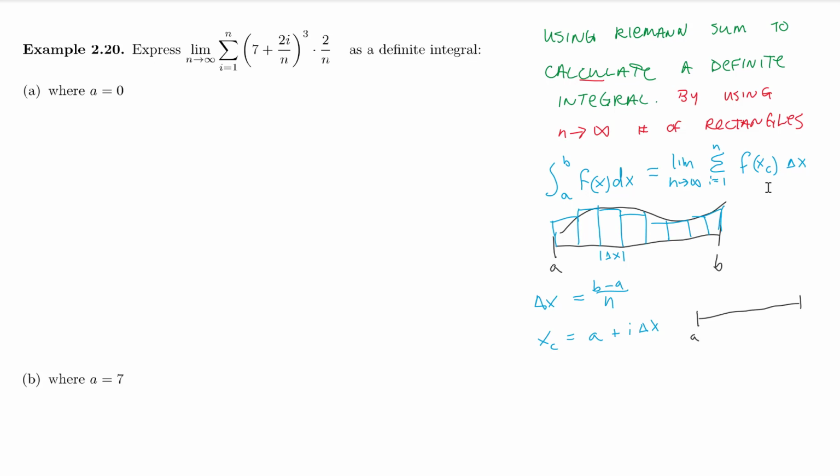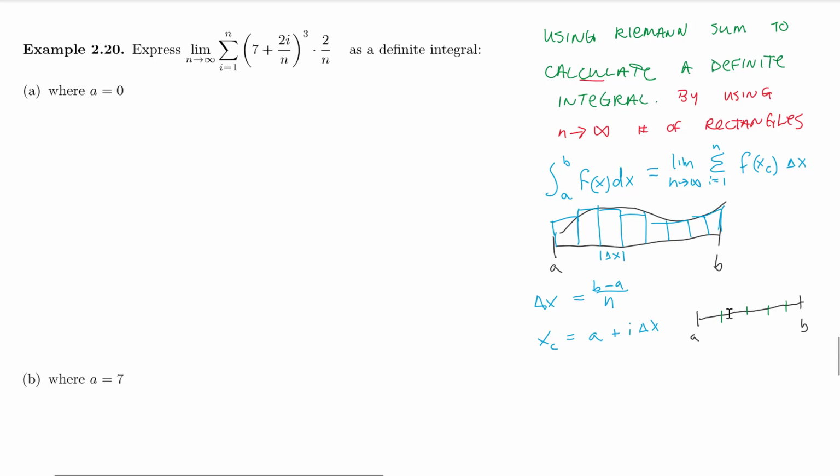Well, if we have an interval here from a to b, and it's split into n subintervals, now what we want to figure out is our x sub c's, these are going to be the right-hand endpoints. So we're going to take this endpoint, find the value, that's going to be the height. We're going to take this endpoint, find the value, that's going to be the height. So what we want to do is figure out how do we find the endpoints of rectangles.